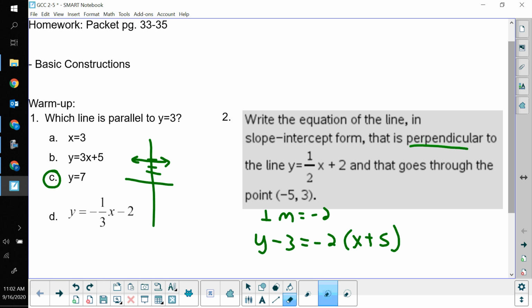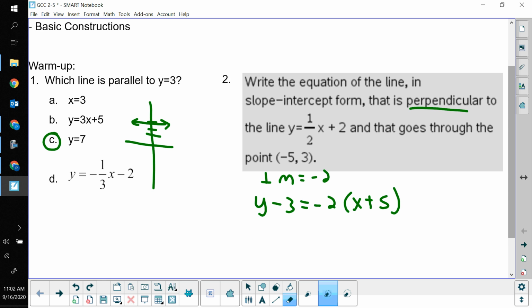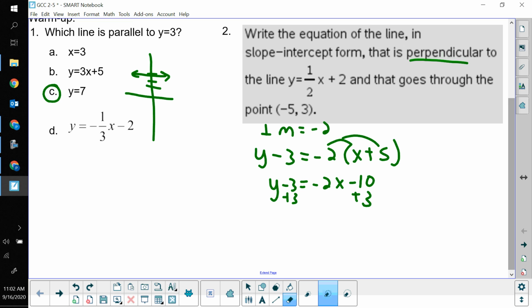It's the opposite signs. But we wanted the answer to be in slope intercept form, so we'll distribute the -2. So that's y minus 3 is -2x minus 10. And we'll add the 3 over. So we'll have y equals -2x minus 7.